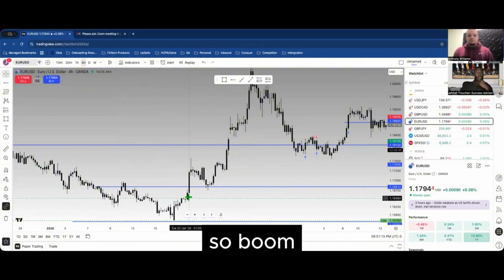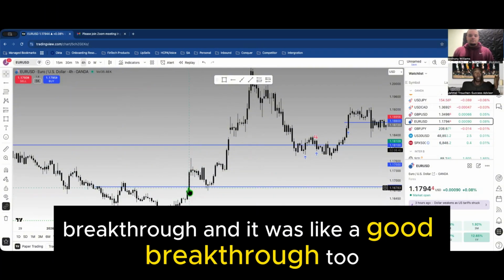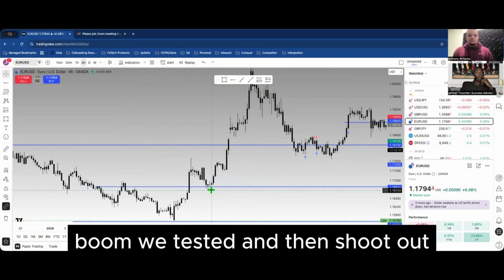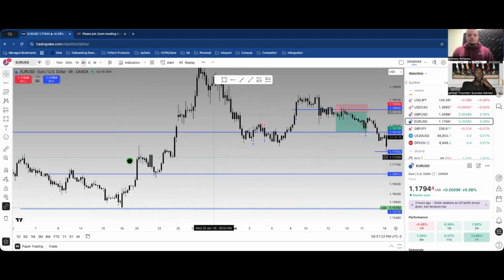Yeah, so boom, breakthrough and it was a good breakthrough too. Boom, retested and then shot up.